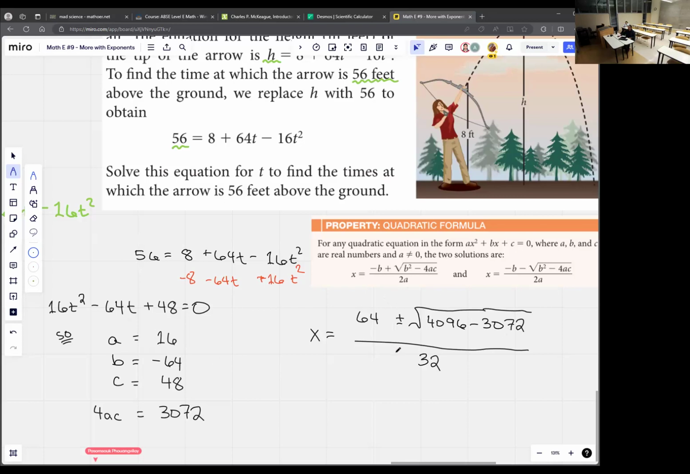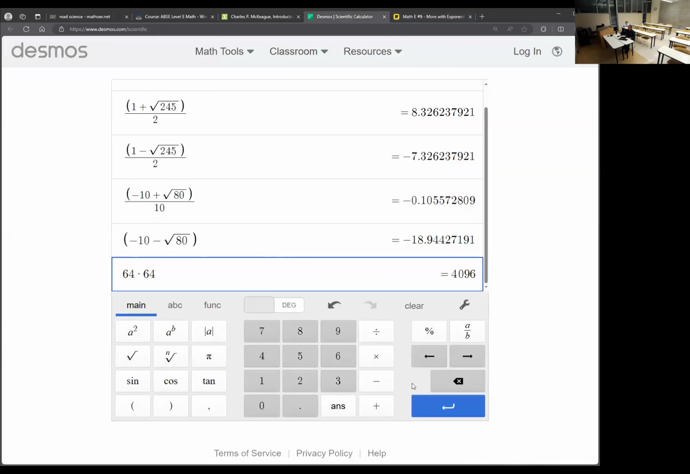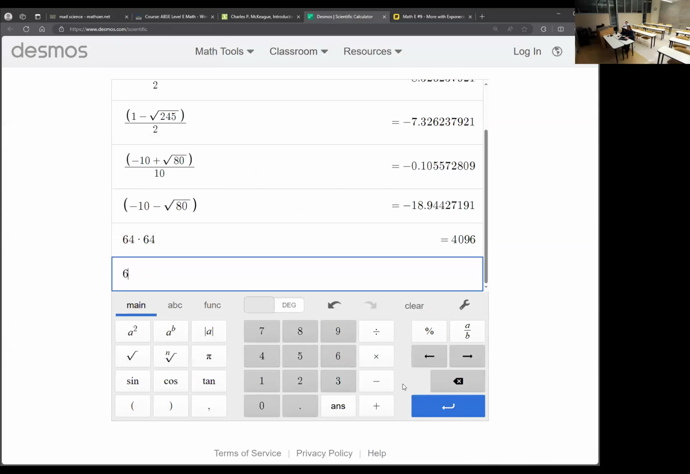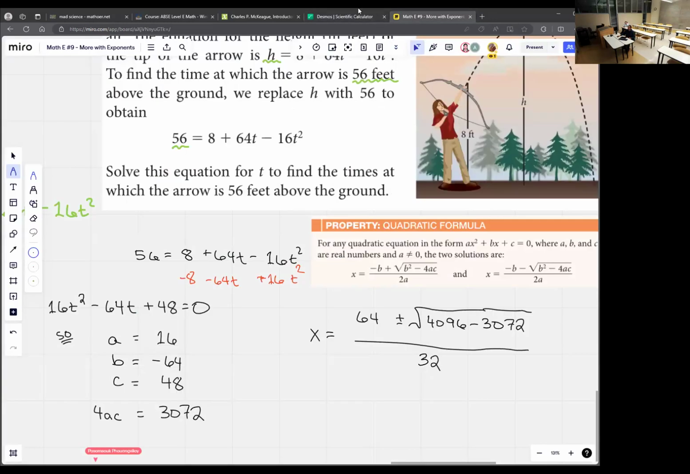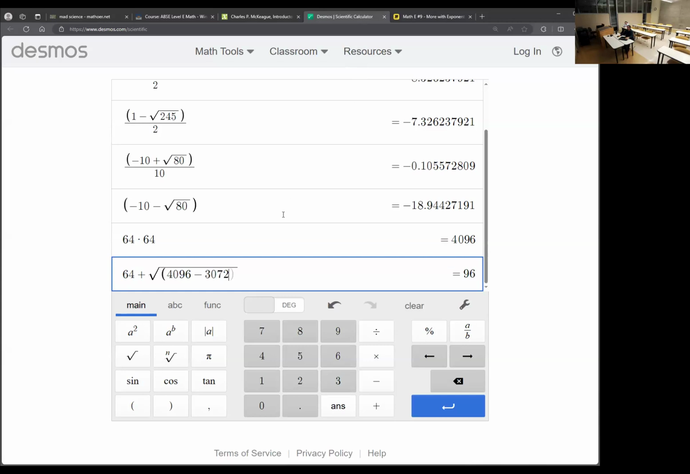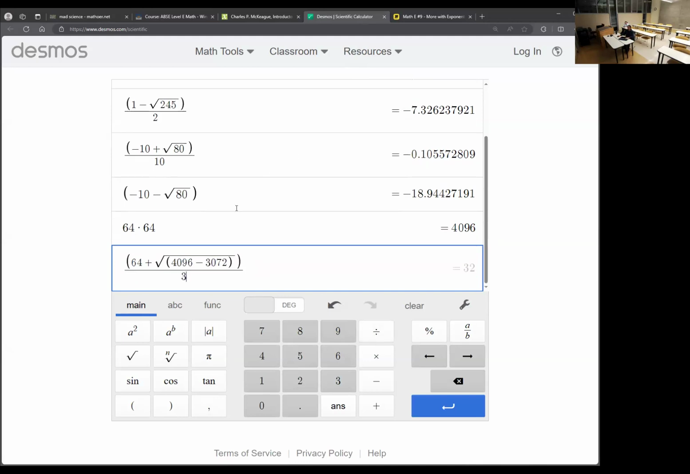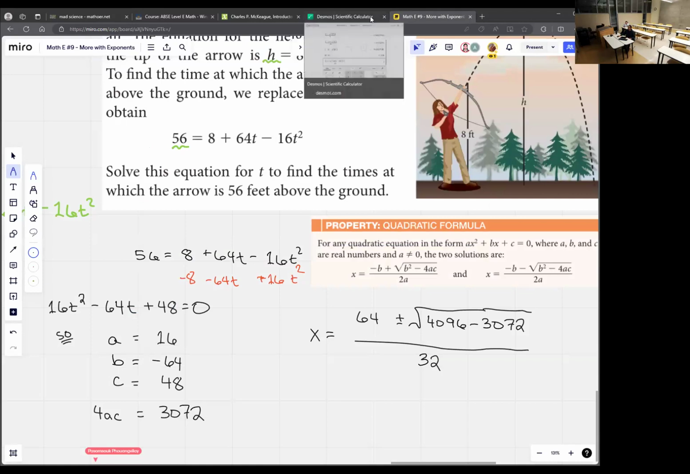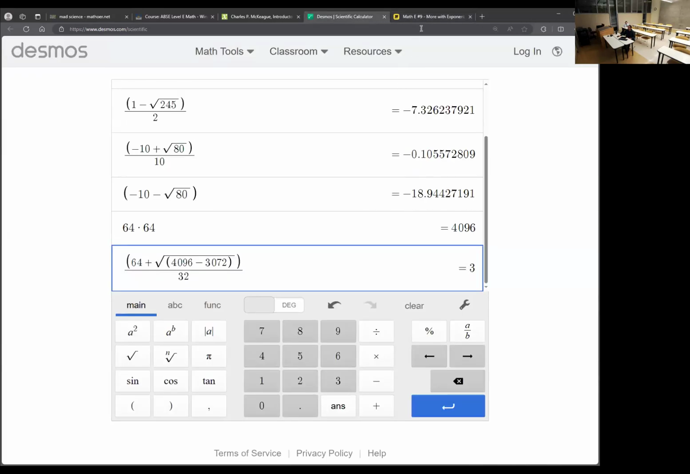Okay, well now let's just try and remember this, and the calculator does everything. So 64 plus the square root of 4,096 minus the 3,072. And all of that we're going to divide by 32. Did I take things right? 64, 4,096, 3,072. Yeah. So I get 3 as an answer.